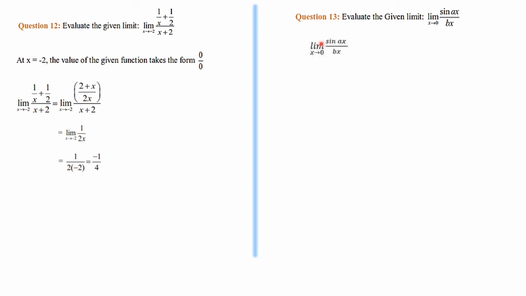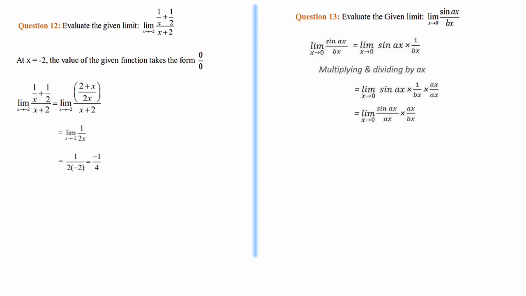So limit x tends to 0, sin ax by bx is equal to limit x tends to 0. We don't want this bx, so we have to separate it first. So limit x tends to 0, sin ax into 1 by bx. Then multiply and divide by ax, because in the denominator here we want an ax. Then only we can apply the formula, because we need the same angle in the denominator. So sin ax into 1 by bx, multiplied and divided by ax, that is ax by ax. Then we can group it.